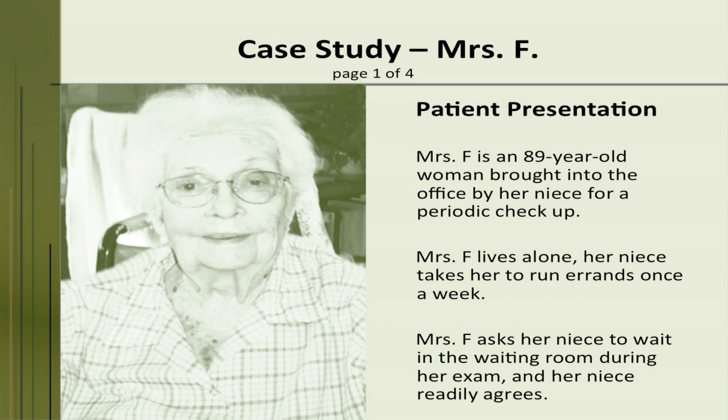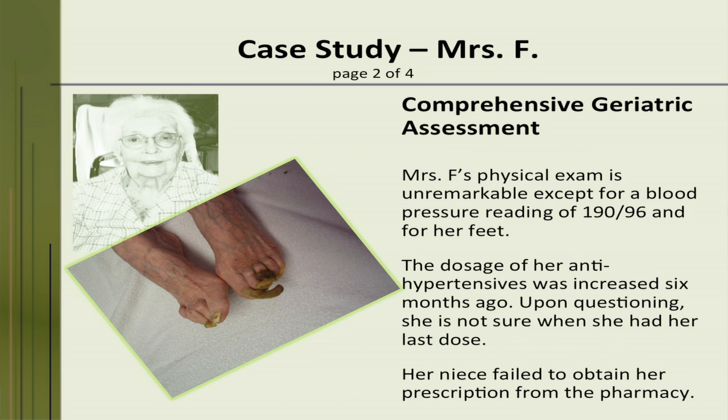And so let's go through a case study here. We have Miss F. Miss F is an 89-year-old woman brought into the office by her niece for a periodic checkup. Miss F lives alone. Her niece takes her to run errands once a week, and Miss F asks her niece to wait in the waiting room during her exam, and her niece readily agrees. Here's a picture of Miss F's toenails. So her niece is taking care of her. And on physical exam, she's unremarkable except for a blood pressure reading of 190/96. The dosage of her antihypertensives was increased 6 months ago, yet she can't tell you the last time she actually took her medications. Her niece failed to obtain her prescription from the pharmacy.